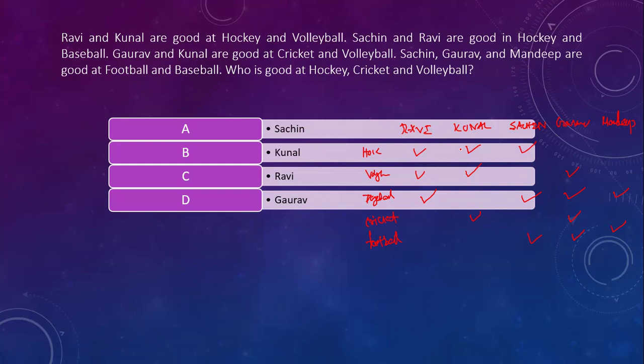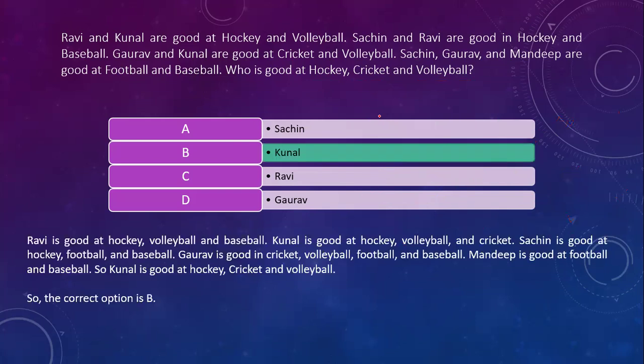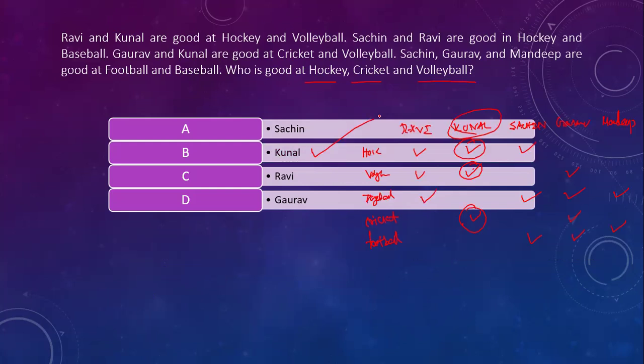Hockey, cricket, and volleyball. Everything. Okay. Hockey, volleyball, cricket. Hockey, cricket, volleyball. So Kunal. Okay. If you make a table like this, then it is easier to find the answer. Okay, Kunal is the correct answer. Just make a table representation, then you can easily find out which one is the correct answer. You can do it faster.